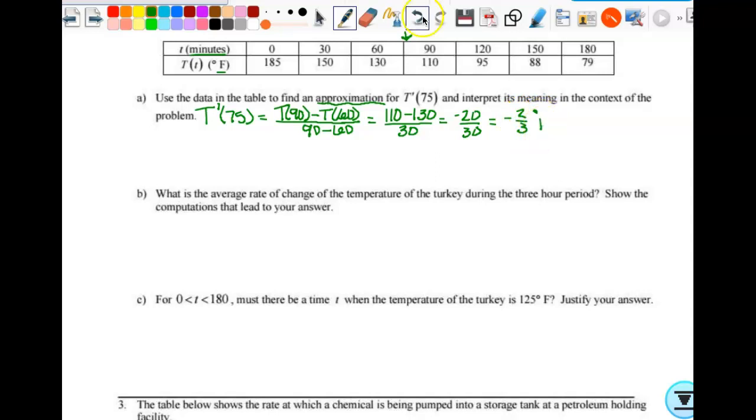Oh, not degrees Fahrenheit, I'm sorry. It is a rate, right? So that is degrees per minute. So degrees Fahrenheit per minute. I almost just put degrees Fahrenheit. Degrees Fahrenheit per minute.